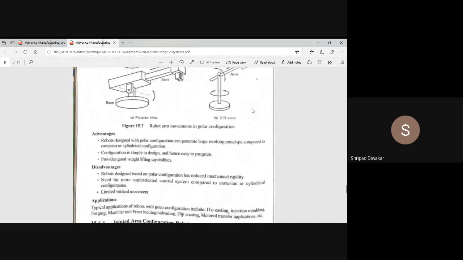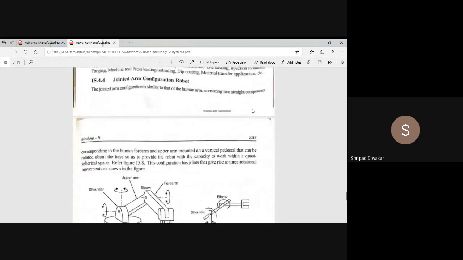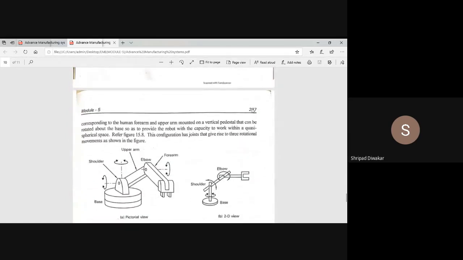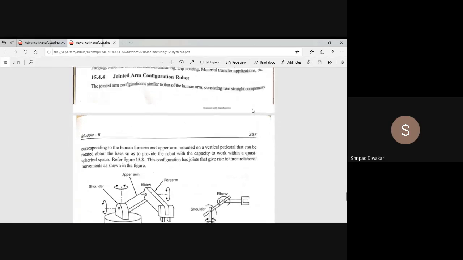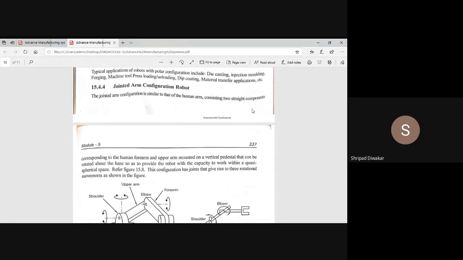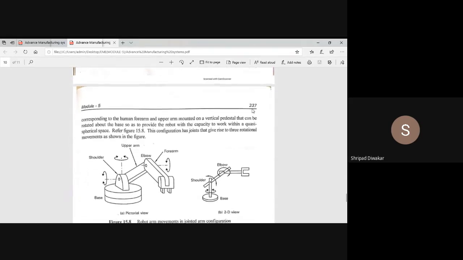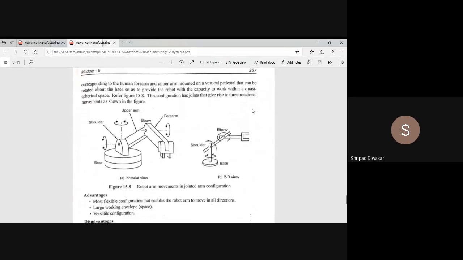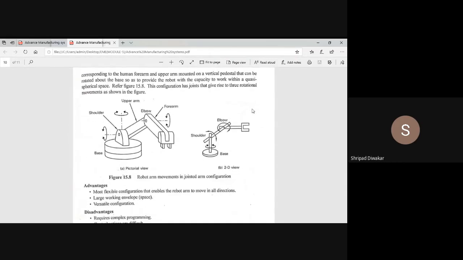Next, the fourth configuration is the jointed arm configuration robot. This is called the jointed arm. Here we are having two arms. The two arms are connected at this point, which is called the elbow. One is the upper arm. This is the forearm. These are connected to the shoulder, and whatever you are seeing is called the base.